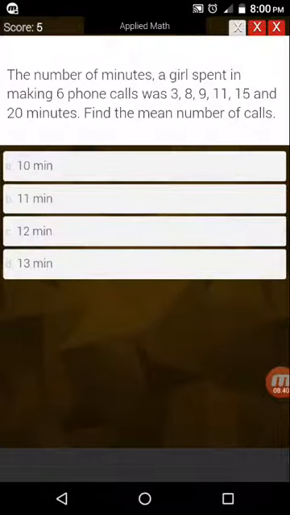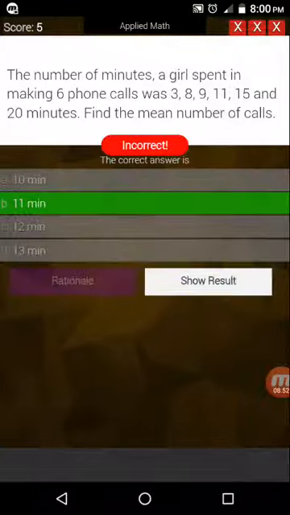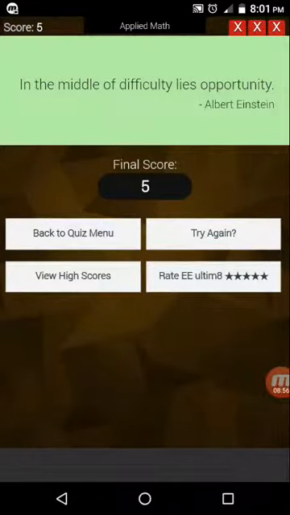The number of minutes a girl spent in making 6 phone calls was 8, 3, 8, 9, 11, 15, and 20 minutes. Find the mean number of minutes. 11 minutes. Show result. 5 final score, 5 again. "In the middle of difficulty lies opportunity," according to Albert Einstein.